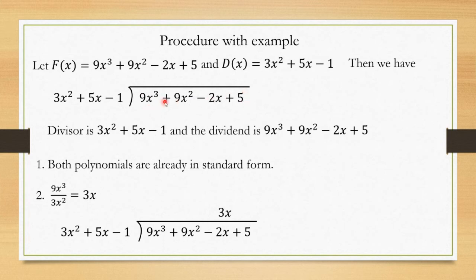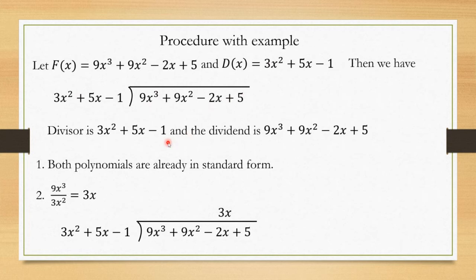And notice also that there are no missing terms, right? You have x cubed, x squared, x, constant term. You have x squared, x, constant term. So in other words, you don't have to put 0 in as a placeholder, so to say.